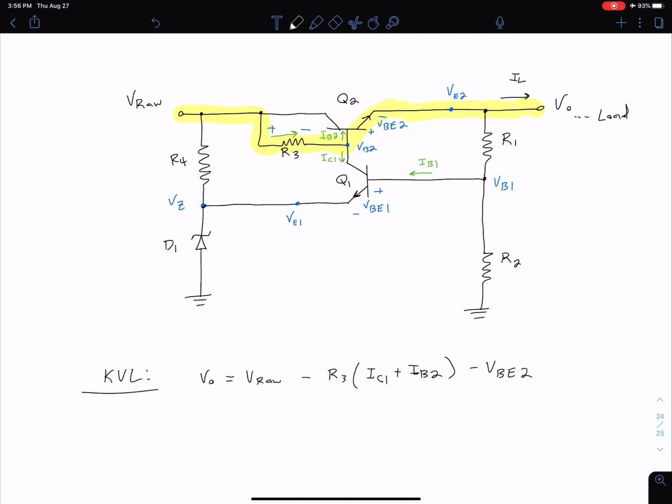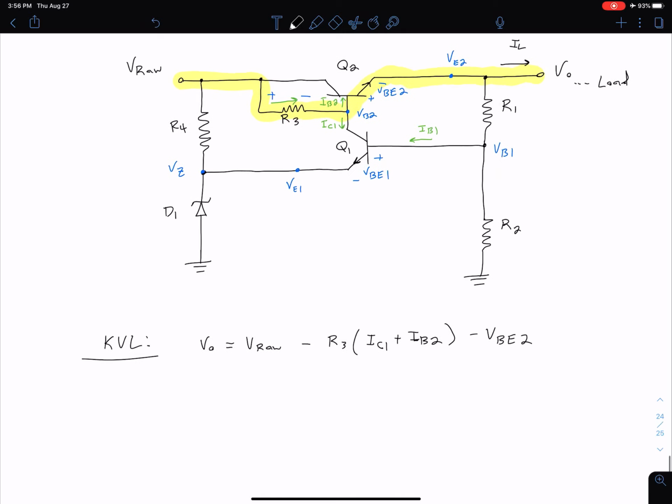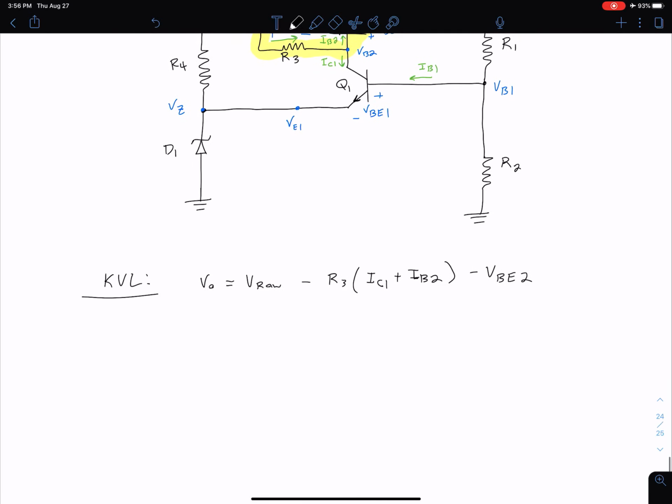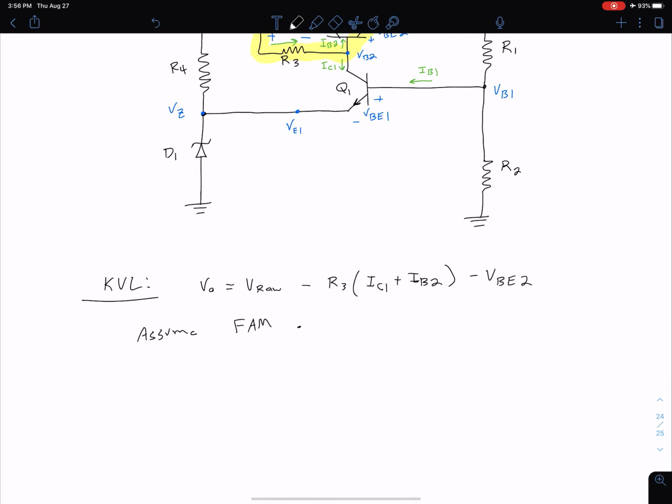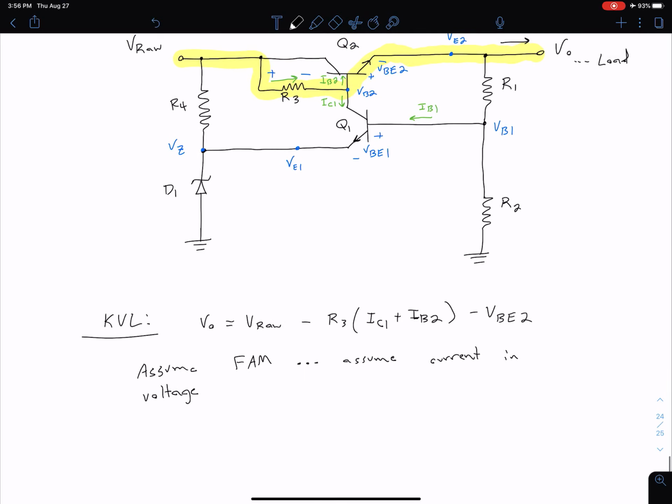Okay, we can change this around a little bit. Let's assume our transistors are in forward active mode. Why would we want to do that? Well, we can relate these collector currents to base currents and the base current to collector current, vice versa. One other thing we're going to assume is that the current through our voltage divider is negligible, and by voltage divider I mean our R1 and our R2 on the right there.